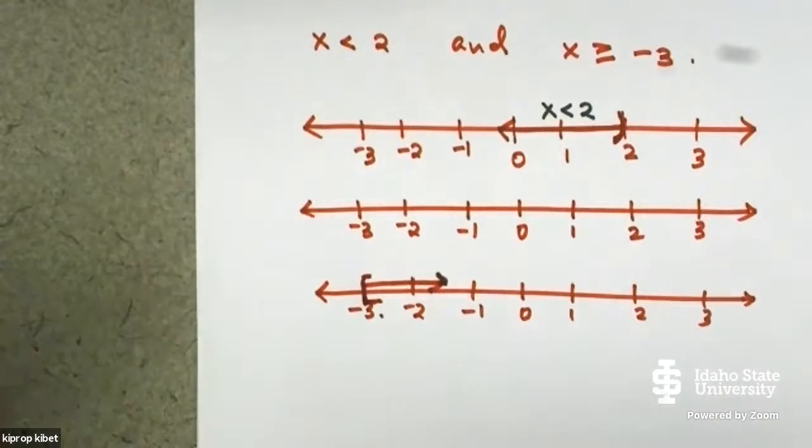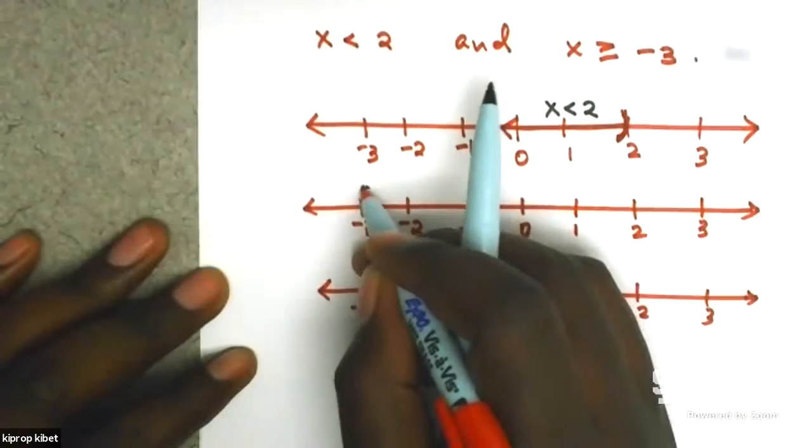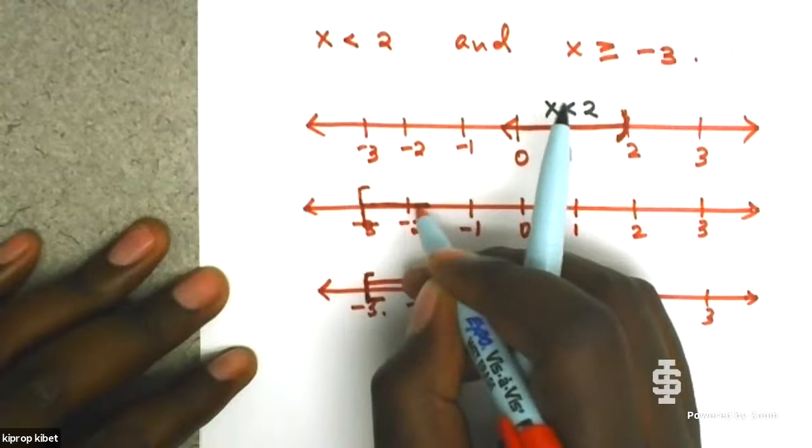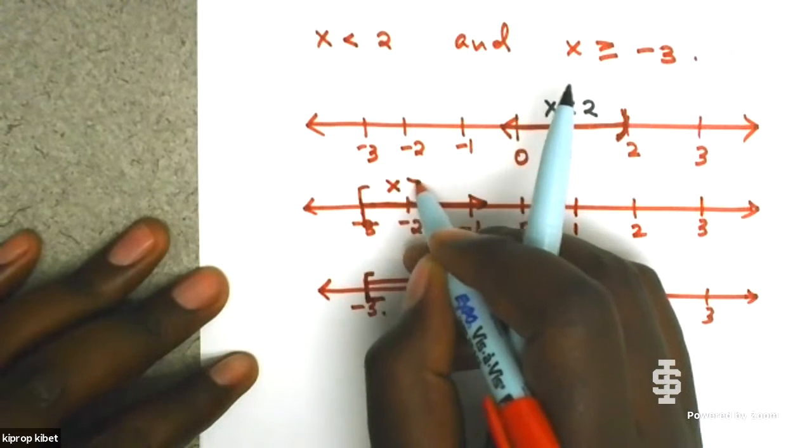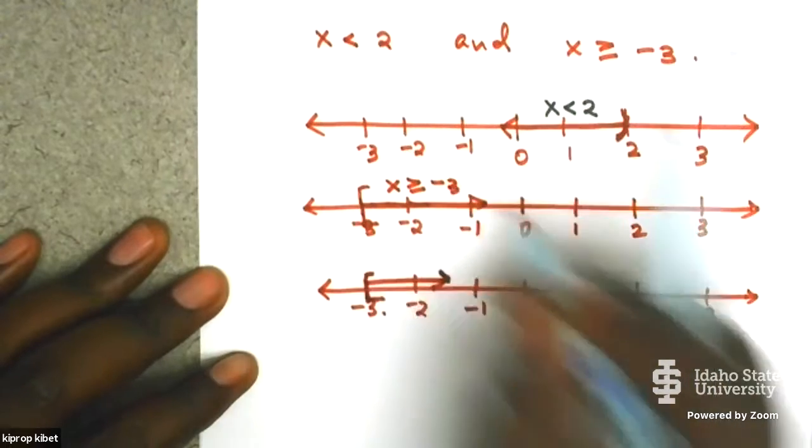Sorry. I don't know why I did that. It should be here. So it should be like that. X greater or equals to negative 3.